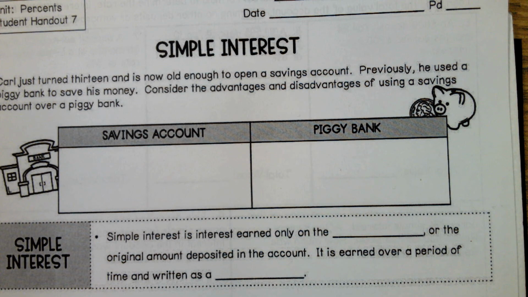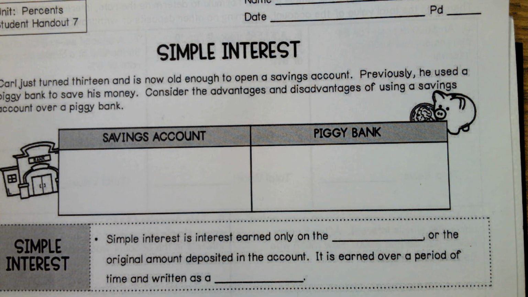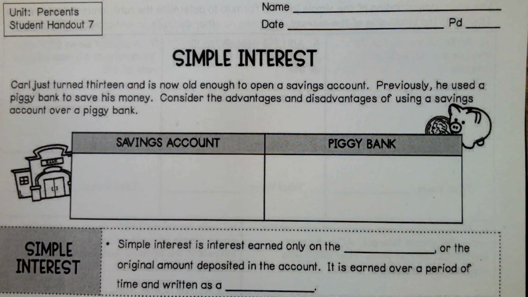All right, so Carl just turned 13 and is now old enough to open a savings account. Previously, he used his piggy bank. Consider the advantages and disadvantages of using a savings account over a piggy bank. So there's advantages and disadvantages. Can anyone think of either an advantage or a disadvantage?